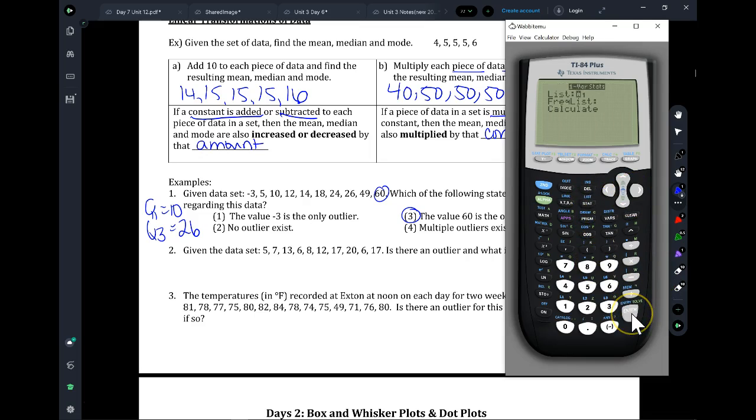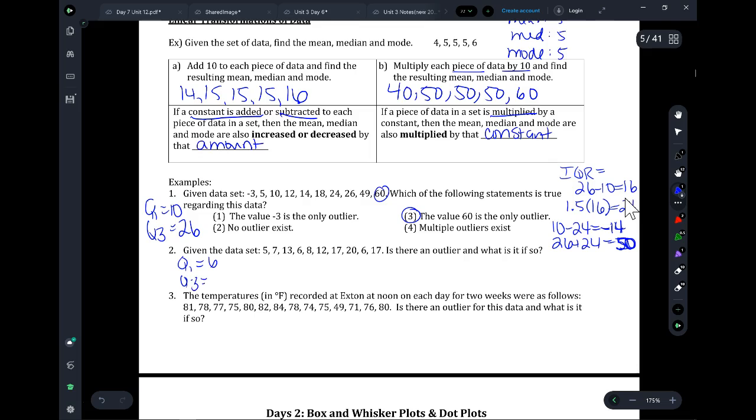Stat, calc, option 1. I need Q1 and Q3. Q1 is 6, Q3 is 17. I need to find the interquartile range first, then I multiply that by 1.5, and I get 16.5. Then I subtract that from Q1 to get my lower bound, and add it to Q3 to get my upper bound. So anything between negative 0.5 and 33.5 is fine. After all that, it doesn't look like there are any outliers.